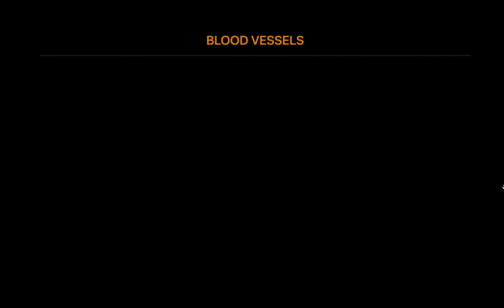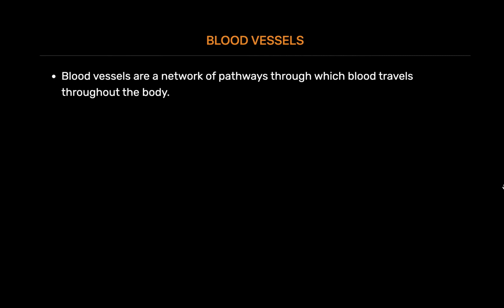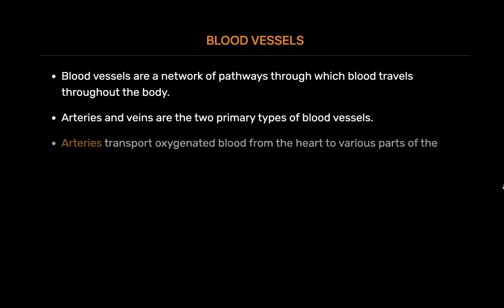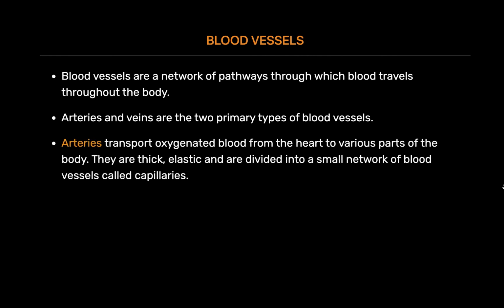Blood vessels. Blood vessels are a network of pathways through which blood travels throughout the body. Arteries and veins are the 2 primary types of blood vessels in the circulatory system of the body. Arteries are blood vessels that transport oxygenated blood from the heart to various parts of the body. They are thick, elastic, and are divided into a small network of blood vessels called capillaries.